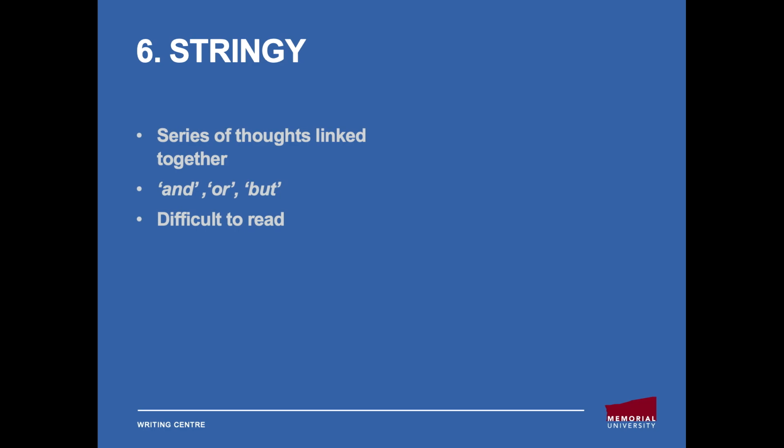The final sentence problem in this tutorial is the stringy sentence. And this problem occurs when students overuse comfort words like and, but. When we have a series of thoughts that are linked together with words like and, or, and but, it can become quite challenging to read, and comprehension of ideas can be lost. Also, there can be a lack of a break for a reader. Let's have a look at an example of a stringy sentence.